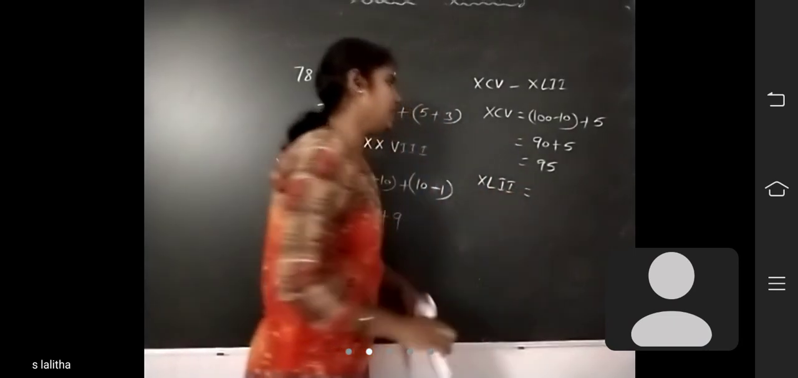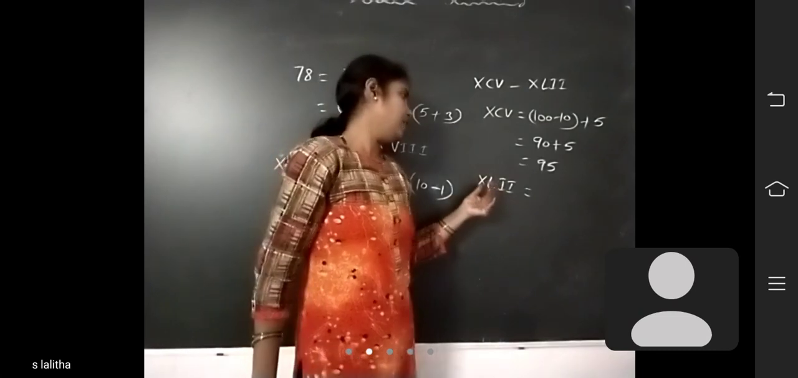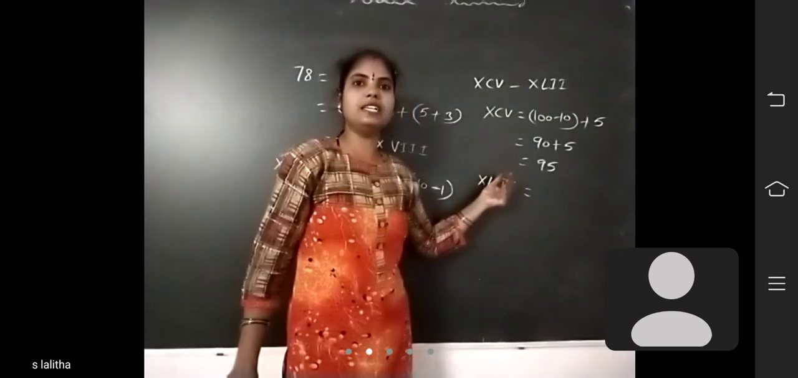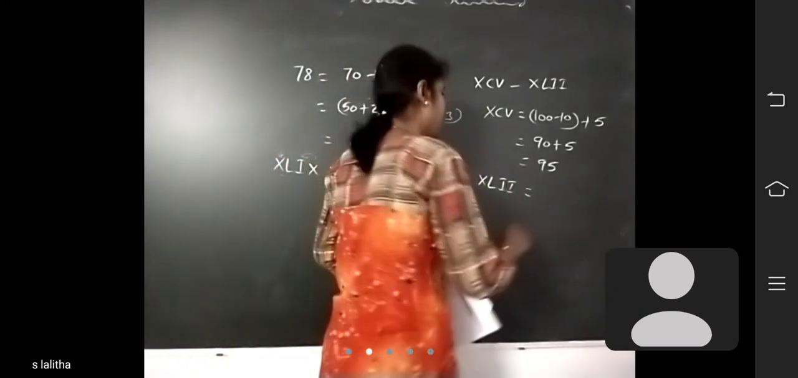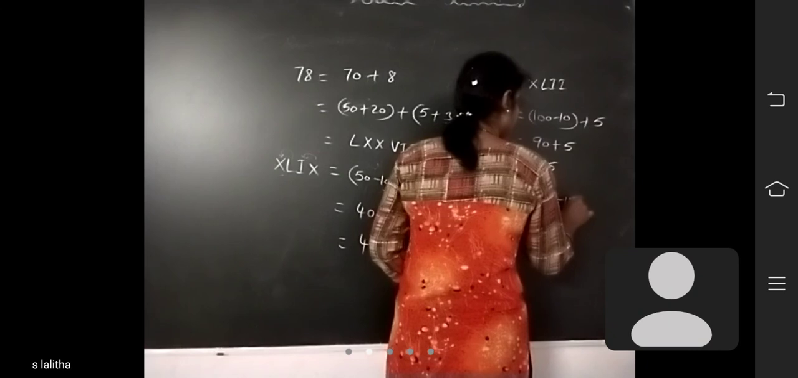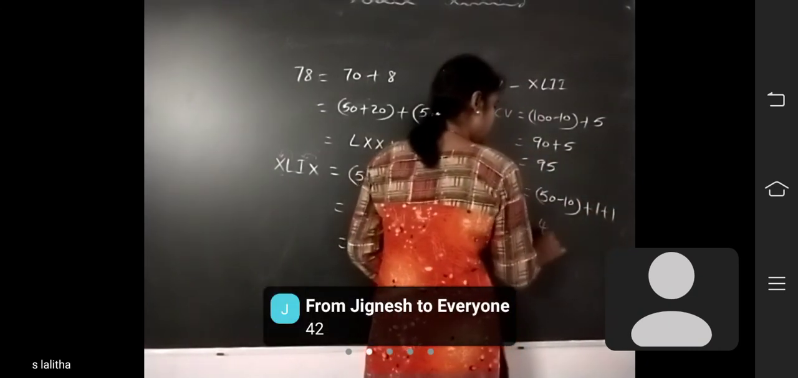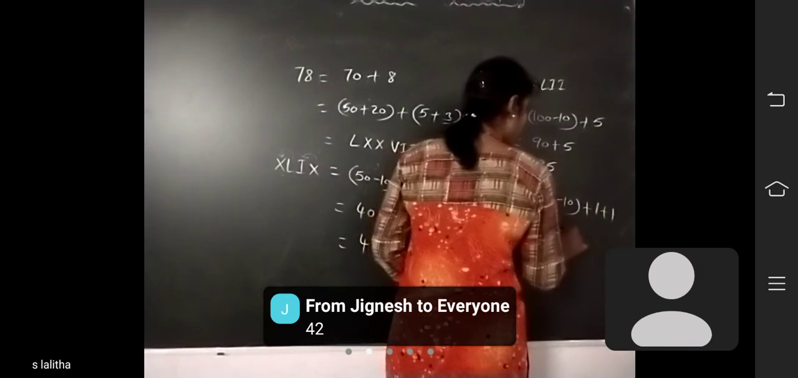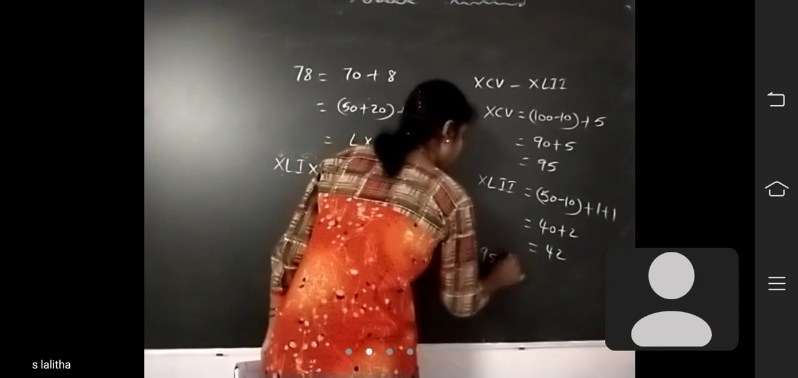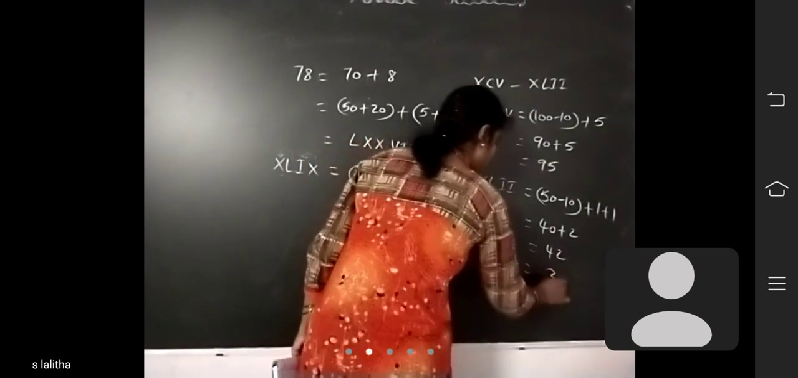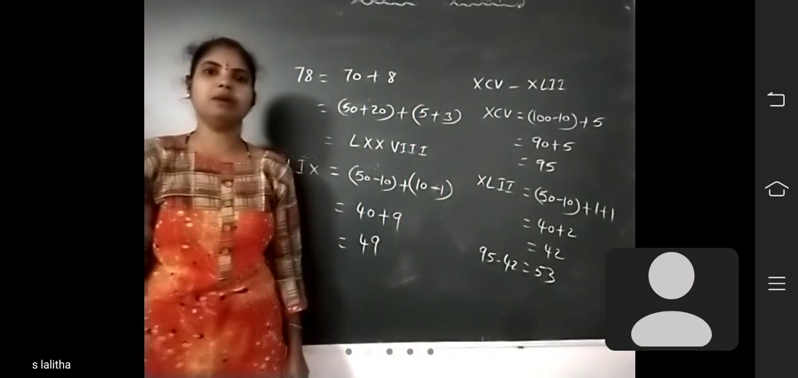Next XLII. Here X means 10 and L means 50. Here also the smaller number is on the left side of the greater number. So here 50 minus 10, plus 1 plus 1. 50 minus 10, 40. 1 plus 1 how much? 2. 42. Now you have to subtract 95 minus 42. How much? 5 minus 2, 3. 9 minus 4, 5. 53 is the answer. Did you understand now? How can you write?